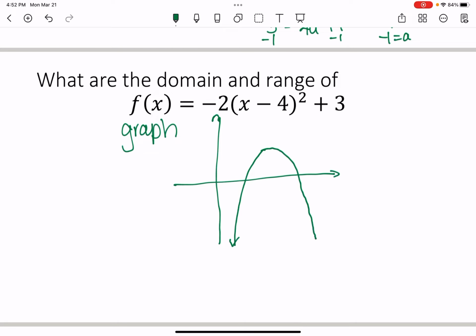If we talk about the domain, remember we want to talk about a left and right boundary. Well, if our graph goes on forever, the domain is going to be all real numbers. And that's what happens on these questions where it gives you an equation and not a graph: you have to form the graph on your calculator and then look at the shape of the function.